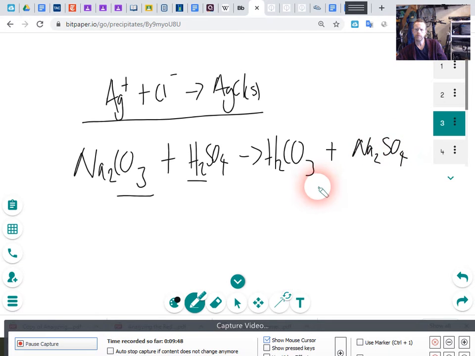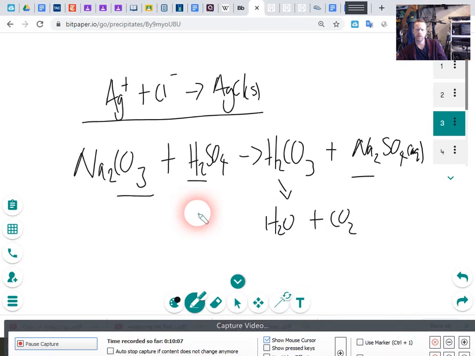Na2SO4 AQ. Anything with sodium is soluble. And so this thing here, this is one of the exceptions. It makes hydrogen carbonate, and that decomposes immediately to H2O plus CO2.